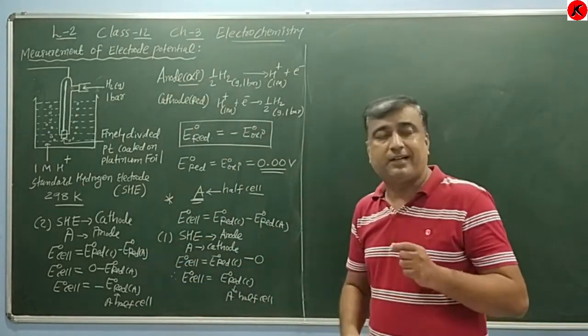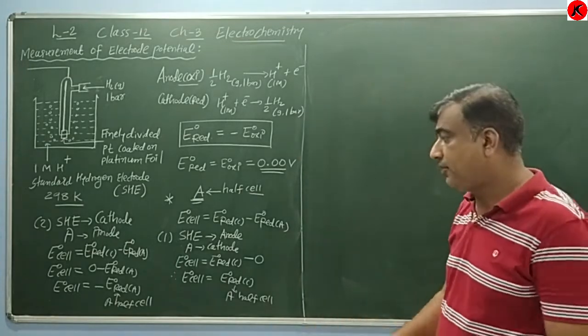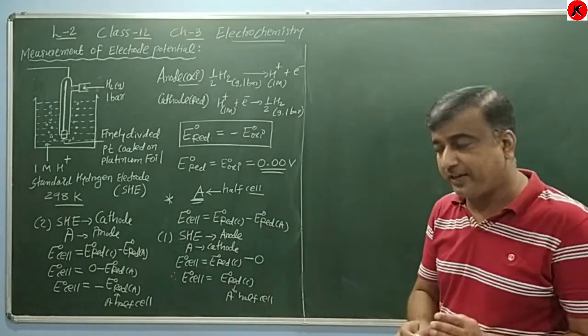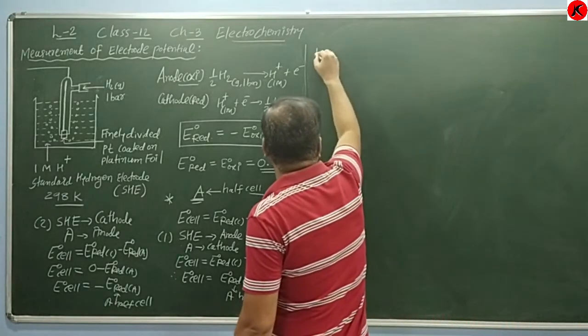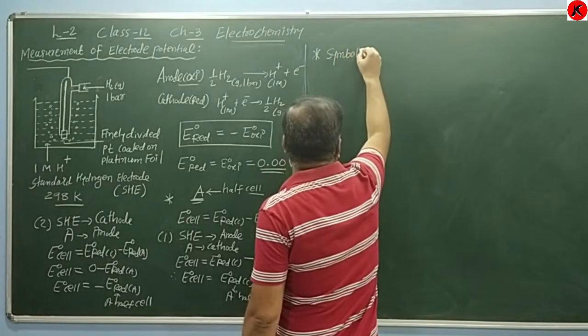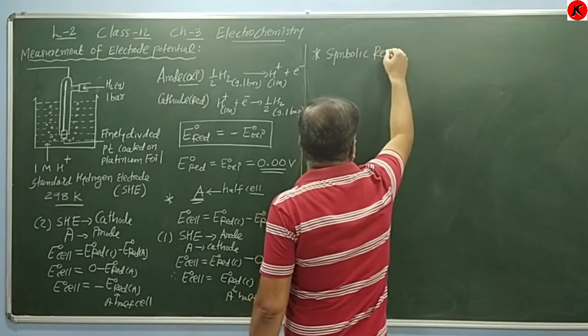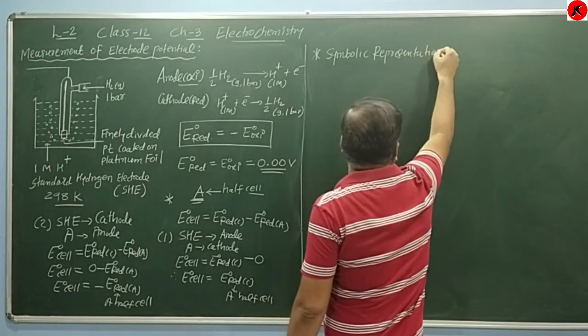Now the second point is representation of half cell and cell. How to represent them, that means symbolic representation. We can say symbolic representation of a cell.